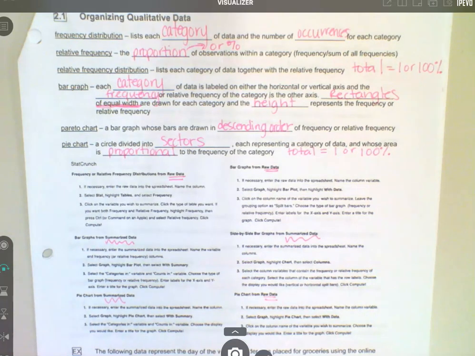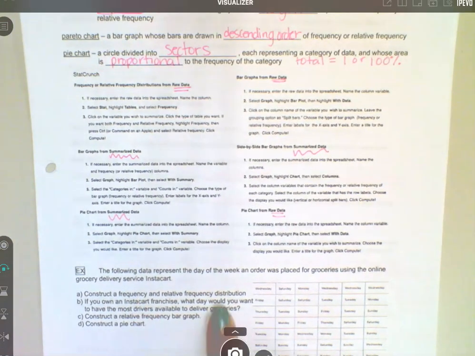So I'm going to show you, by walking through this example at the bottom of the page, how to construct all these various types of graphs using StatCrunch.